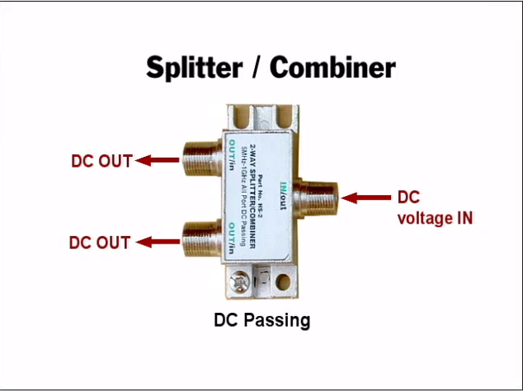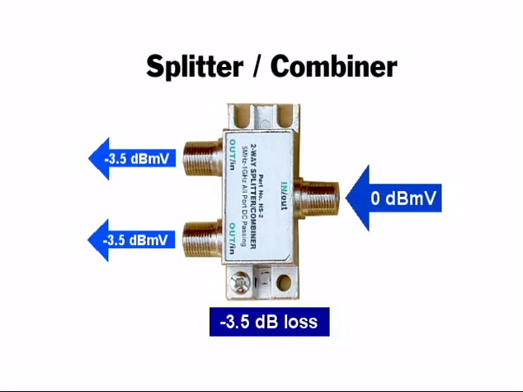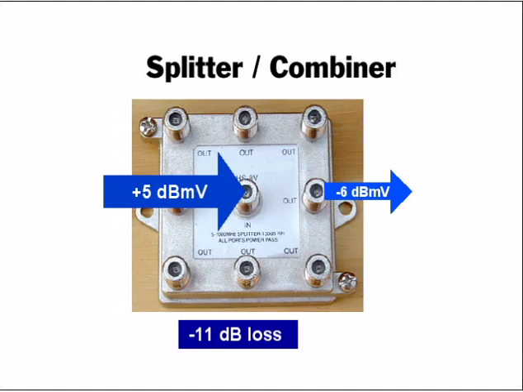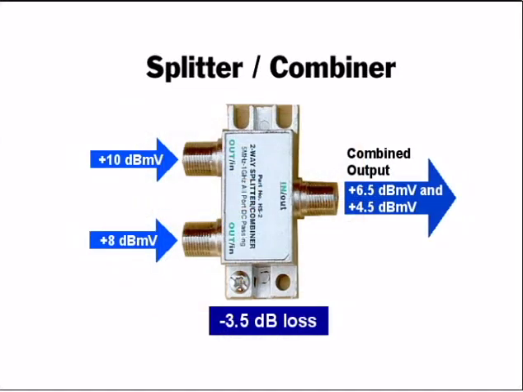A voltage that appears on one port will appear on all other ports, because they divide the signal level or power between the outputs. The outputs of a two-way splitter are typically 3.5 dB less than the input. The outputs of an 8-way splitter are typically 11 dB less than the input. Now the loss works both ways, so the output levels of combined signals are also attenuated by the same amount.